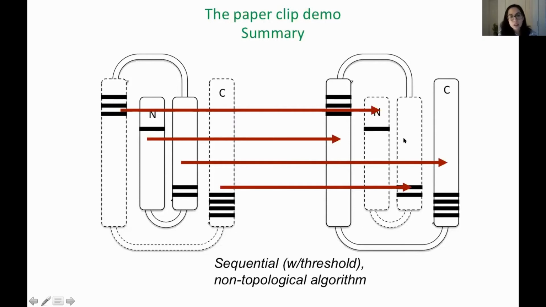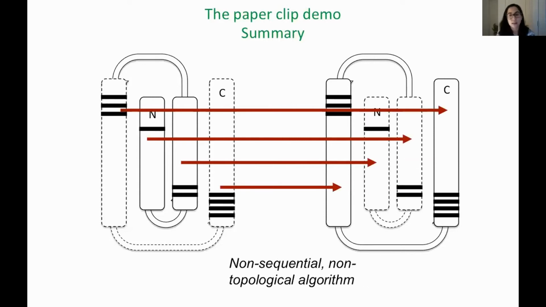This is a sequential with a threshold, and it's non-topological. And then the last one will not be biologically relevant, but it's able to superimpose the most area between the two paper clips or proteins. And this is a non-sequential, non-topological algorithm.